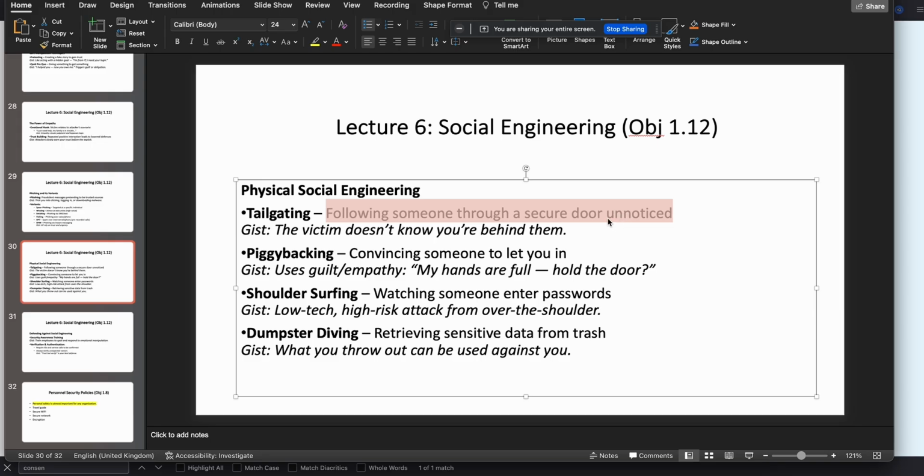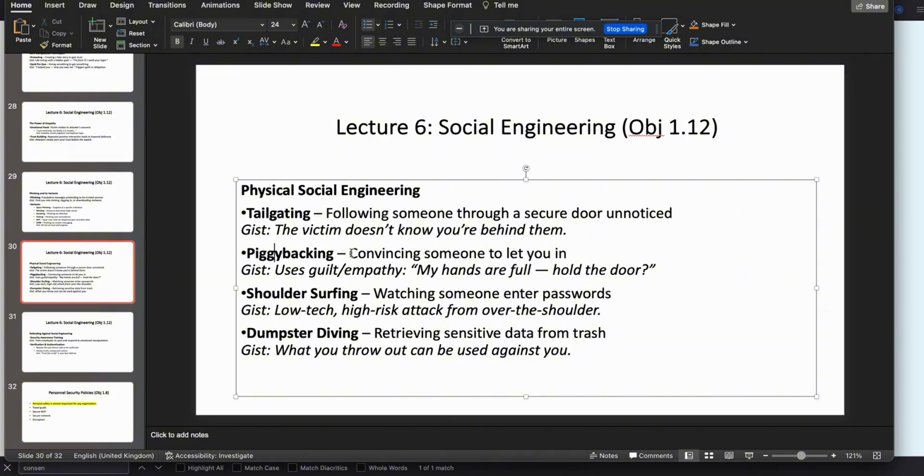Okay, let me give you an example. And what is piggybacking? Piggybacking is convincing someone to let you in. What is the difference between tailgating and piggybacking? A very simple thing. Tailgating means you are entering a building and someone is following you, and you have not noticed. Without your knowledge, someone has already come inside. Like you swipe your ID card, the gate opens and you enter, and someone instantly tries to enter with you. That is tailgating.